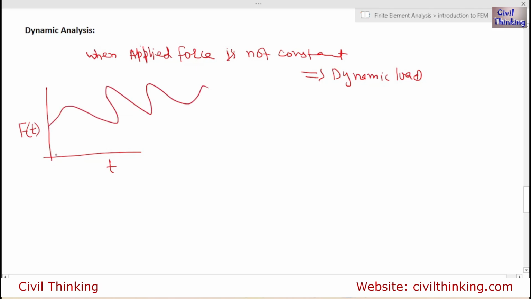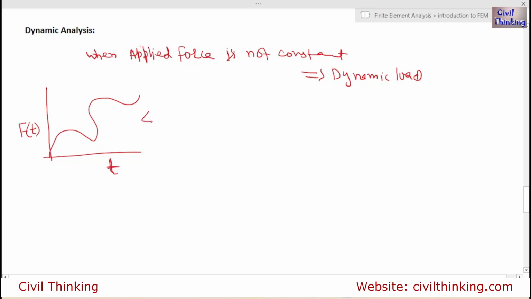The force changes anyway. It could be sinusoidal, it could be something like this, it can be anything, whatever it is. But the thing is that the external force changes with time t.